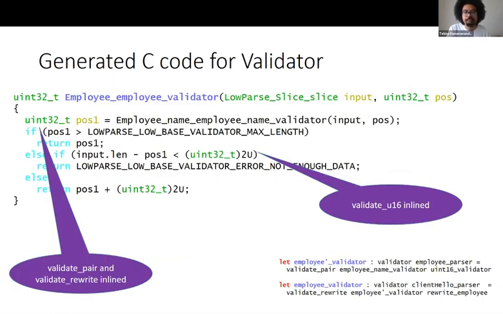And so you can see that the validator for unit 16 is inlined, and the combinators are inlined as well. And that's how it works.